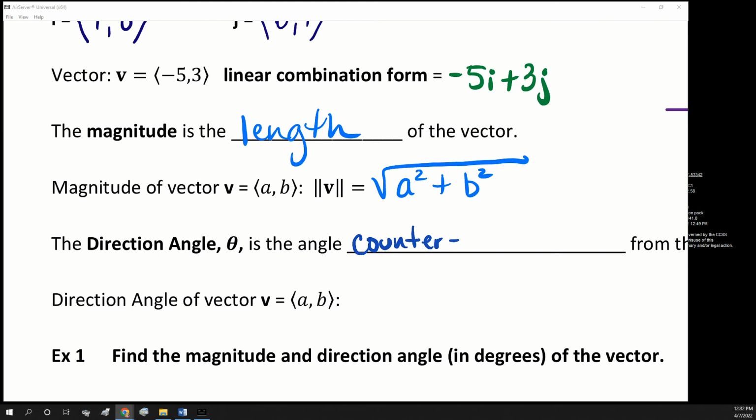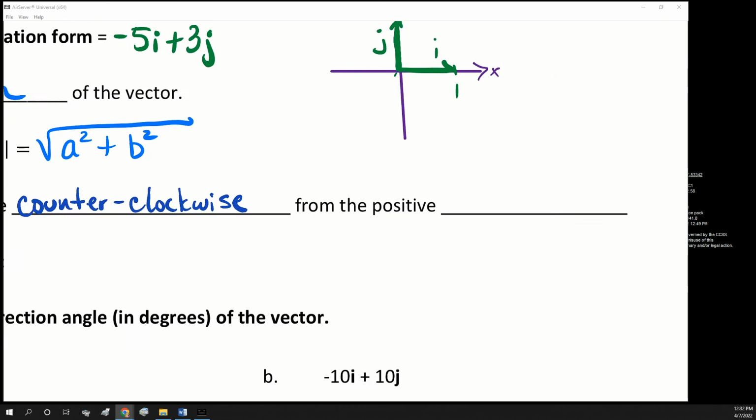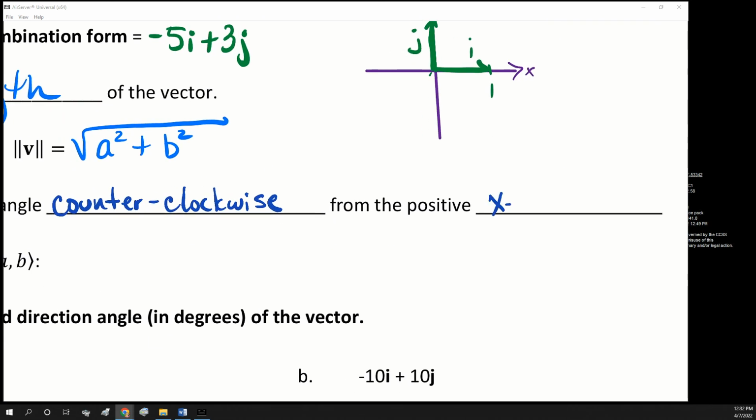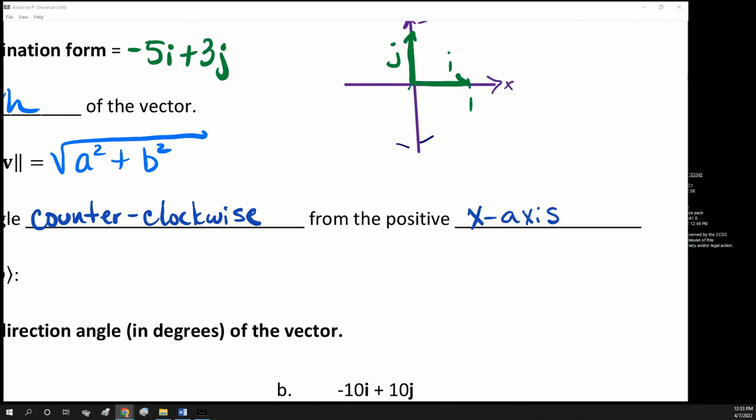counterclockwise from the positive x-axis. And that's the way we've always done angles. The only time an angle hasn't been that is when we were doing bearings and you rotated from the south or from the north. But these are just like normal angles, rotating from the positive x-axis.